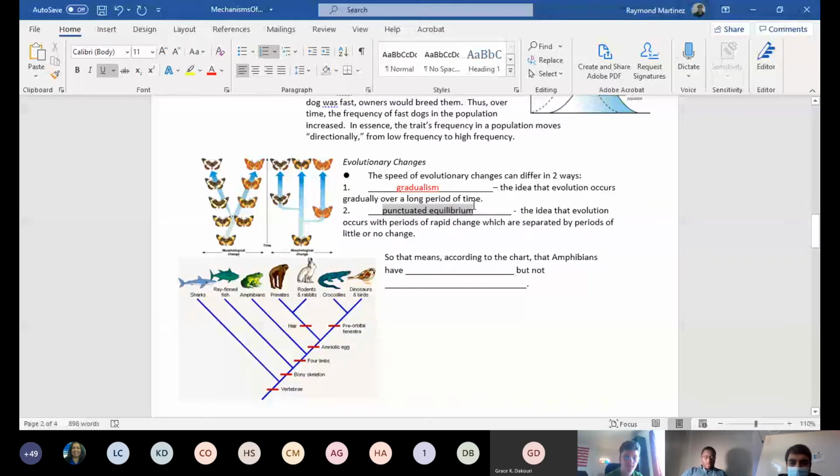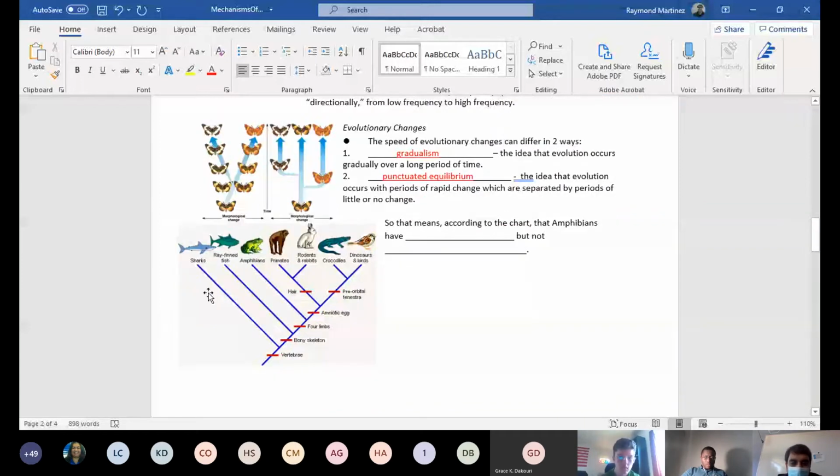Okay, now we got a cladogram. If you don't remember, this is what a cladogram looks like. It's showing you relatedness and how traits evolve over time. So according to the chart, amphibians have what, but not what? So you go here, you're looking at their evolution over time. What do amphibians have and not have? Don't amphibians have bones? They do. So they have bony skeleton. What else?